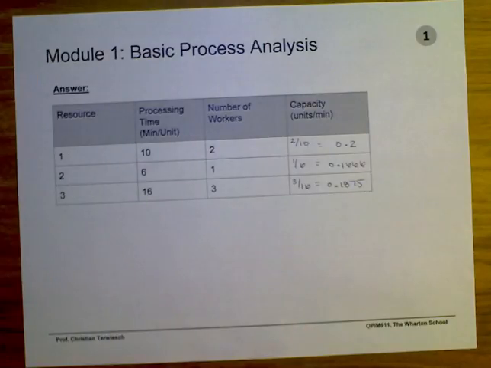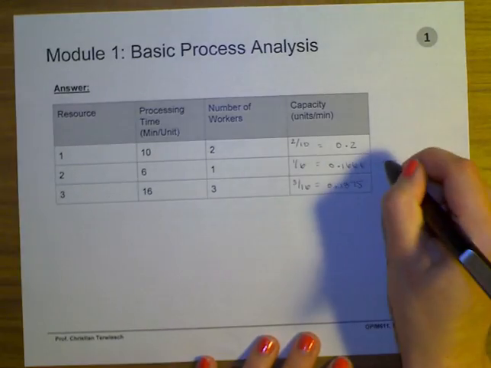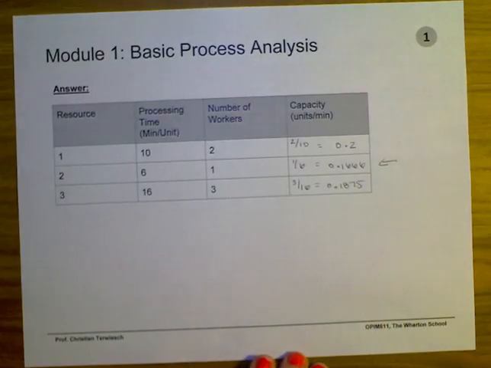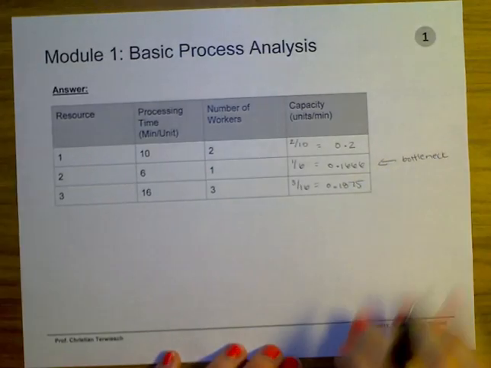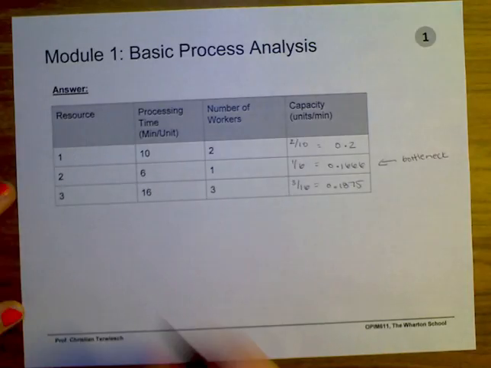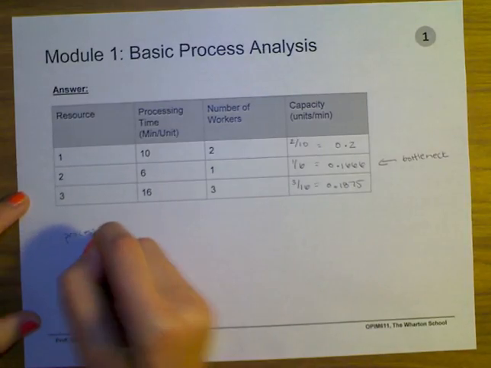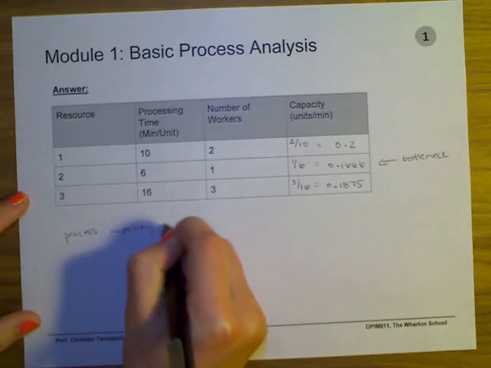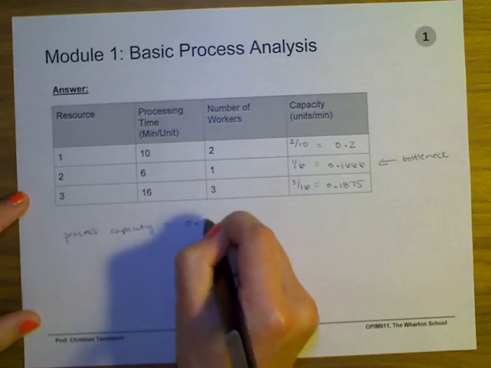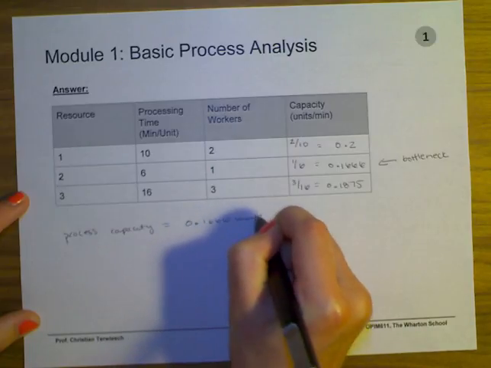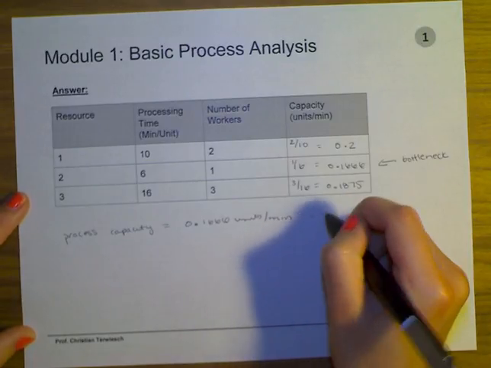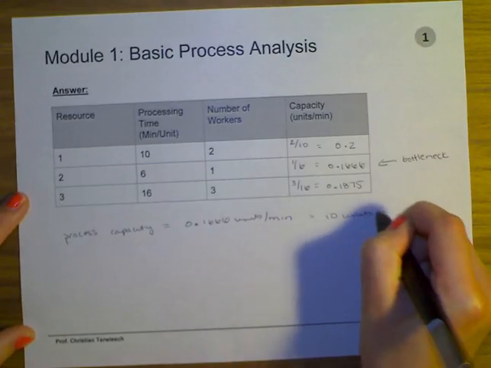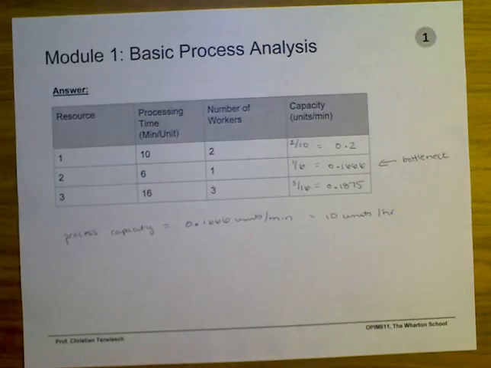So now we have our capacity of each resource in terms of units per minute. And you can see that resource 2 has the lowest capacity and therefore is the bottleneck. And the process capacity is therefore equal to 0.1666 units per minute, which is also equal to about 10 units per hour if you multiply that by 60 minutes per hour.